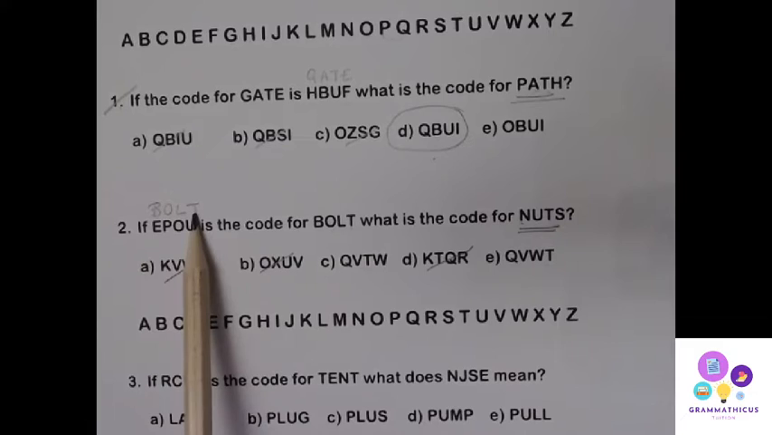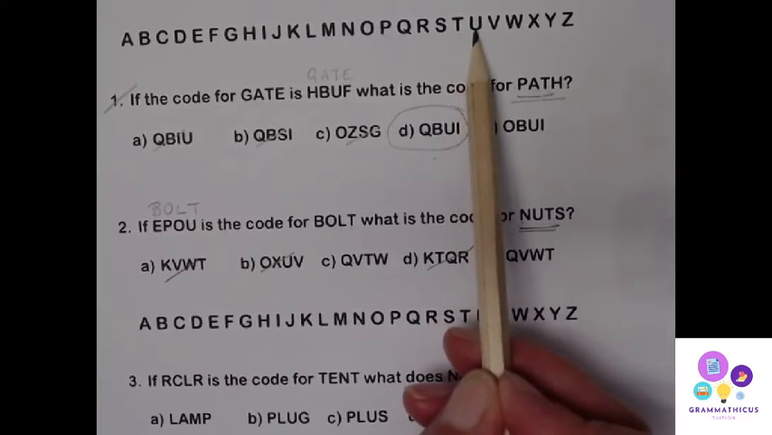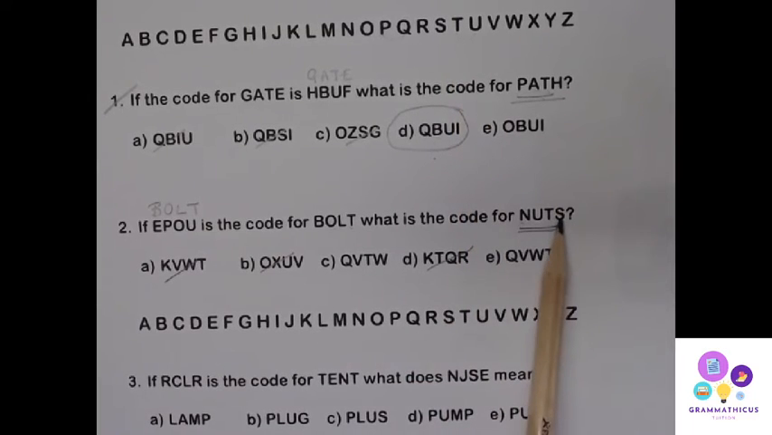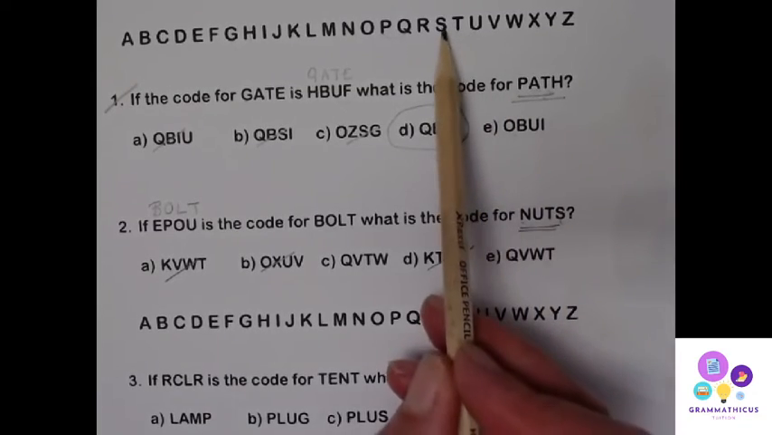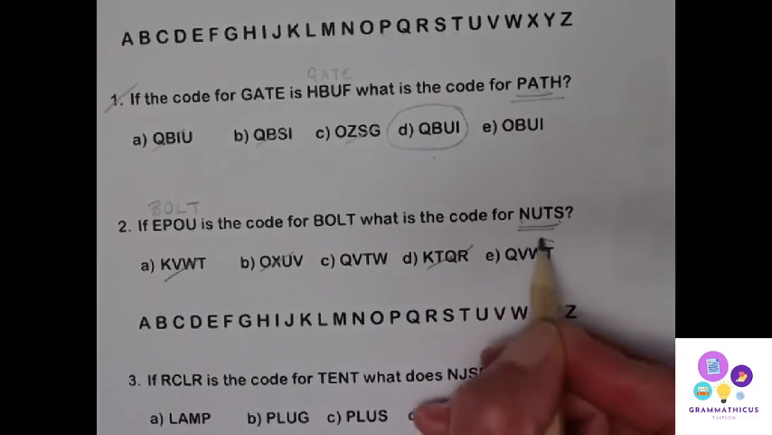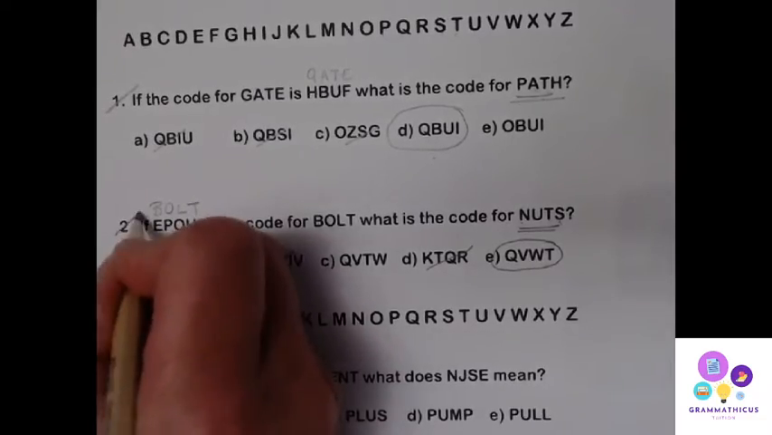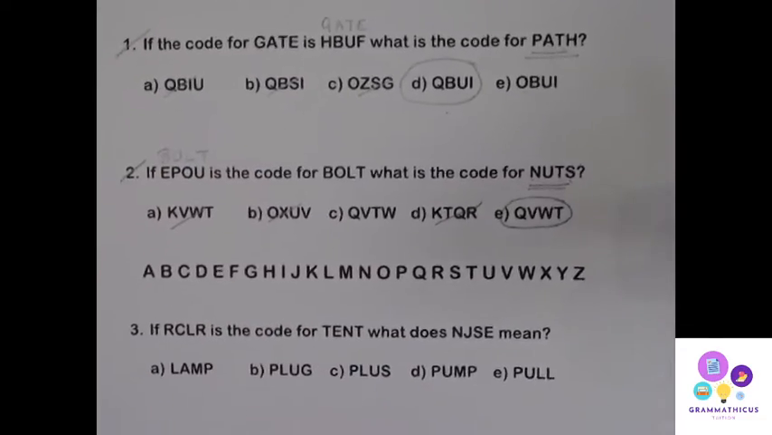Now the fourth letter is T, and I'm going to work out the jumps from T to U. So T to U is forward 1. So I'm going to go to S on the word that I'm trying to find the code for, and I'm going to go forward 1. Forward 1 gets me to the letter T, so I know that QVWT has to be my answer. I'm going to mark that on my answer sheet and then cross the question number out.